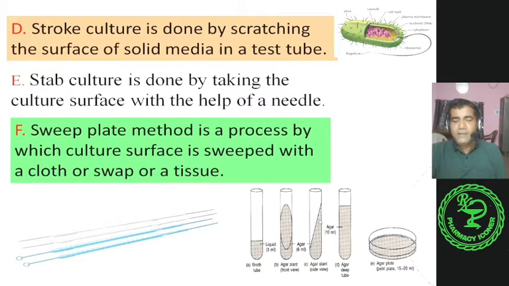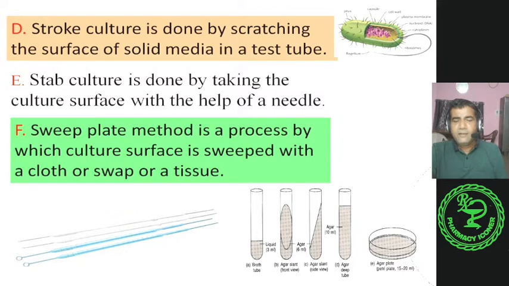So what happens? In the slant position, the surface area increases. Otherwise, it will be a round, small surface. Now it is a larger surface. So with the help of a nichrome wire loop, the agar surface is scratched. So this is the stroke culture.